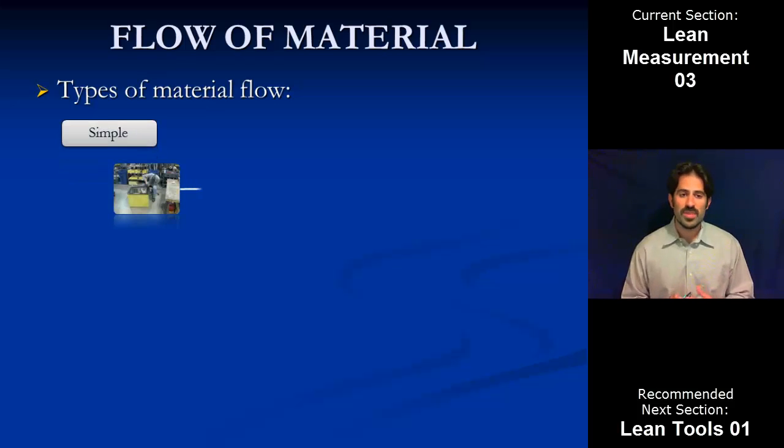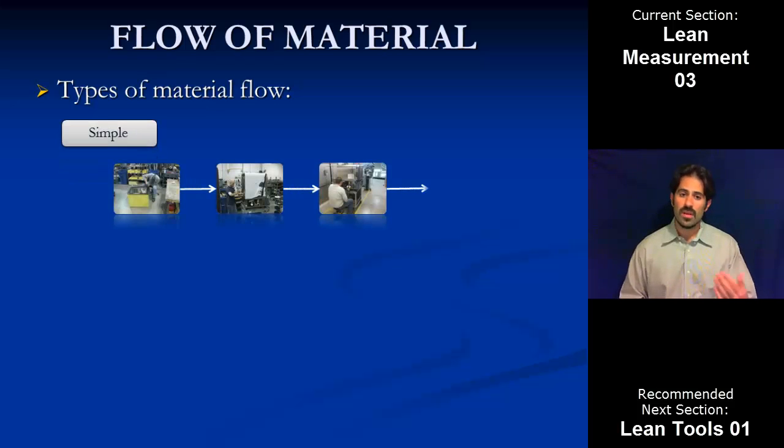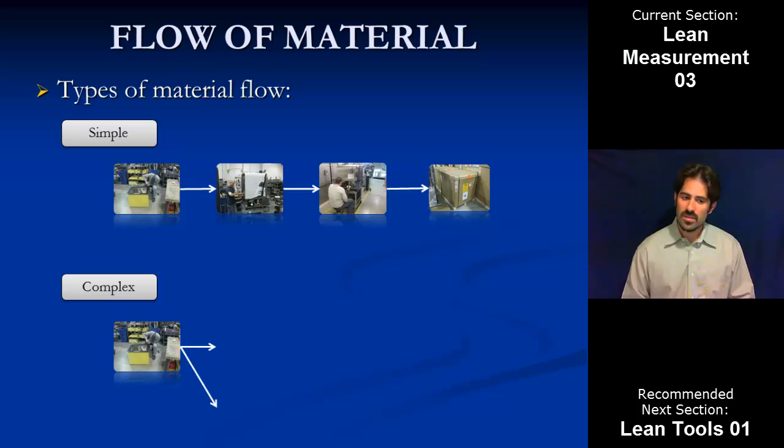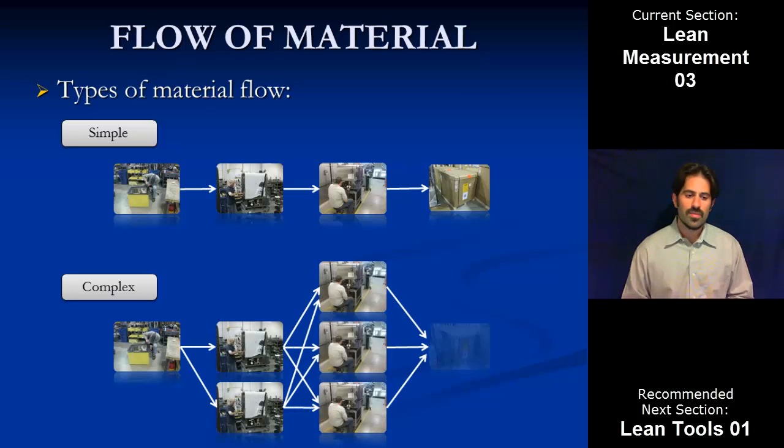So the two different types of material flow that we talked about are simple, and all that means visually is it's linear, straight through, process to process to process. A complex flow gets a little bit different. That's where you have upstream and downstream processes that branch into parallel production paths that crisscross and loop and do different things like that.